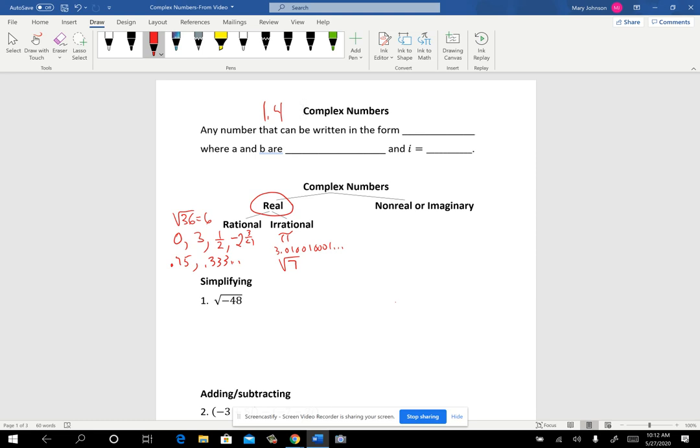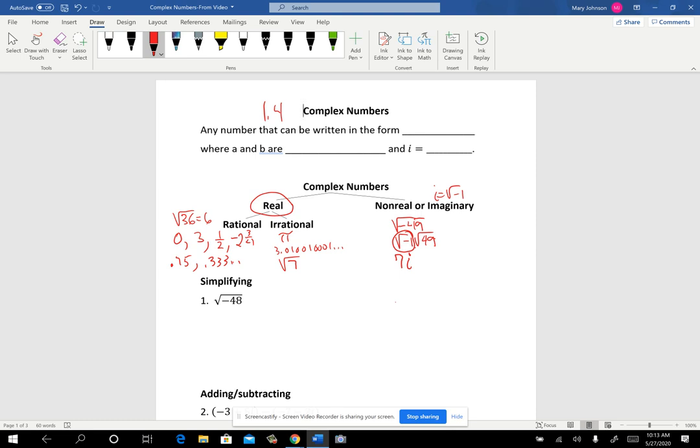Now the new thing we're talking about happens when you have the square root of a negative number, like negative 49. If you're doing the square root of negative 49, that square root of negative 1 becomes, or is replaced with, the letter i. i equals the square root of negative 1. And then you just simplify the radical part like you normally would. That would be 7. And then you would say the square root of negative 49 is 7i.